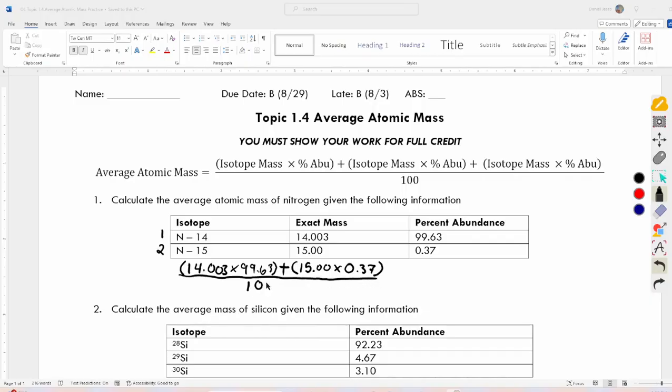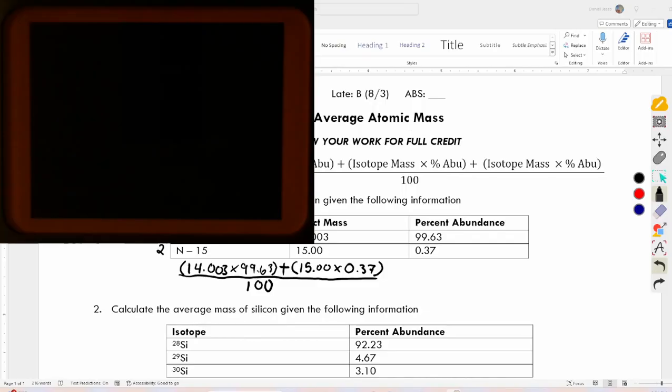Now, up here, don't forget, it says you must show your work for full credit. So don't just write the answer I'm about to give you. Show me your work, please. Show me you know how to do this. All right, so what do we do next? We need our calculator. Let's get our calculator in here.